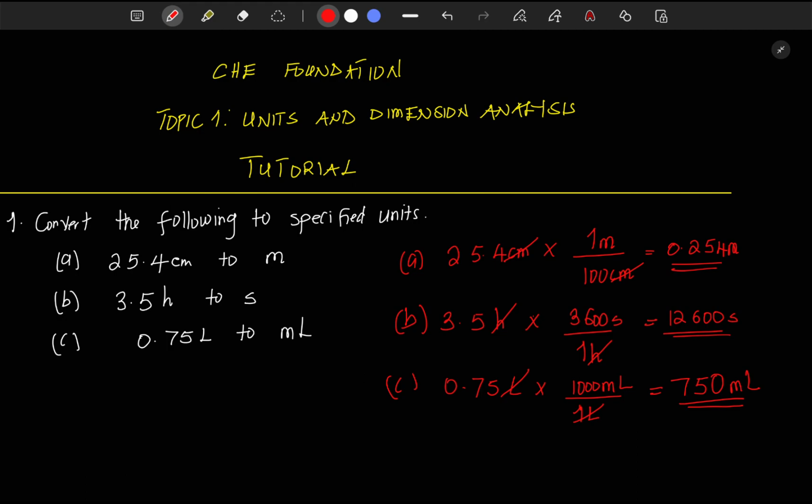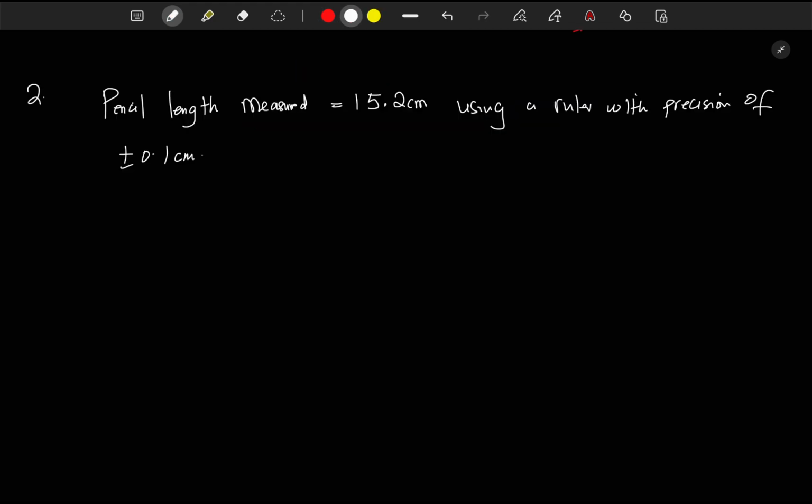So we have the pencil length, which is being measured by someone, and it was measured to be 15.2 using a ruler, and the precision of the ruler is actually plus or minus 0.1 centimeters. The question which we need to do here is that we need to report this reading with its precision or with its uncertainty. All right, so how do we report this with its uncertainty?